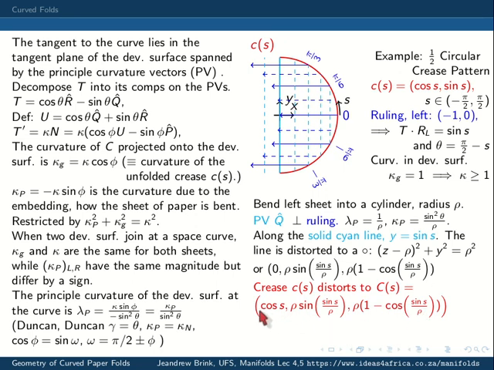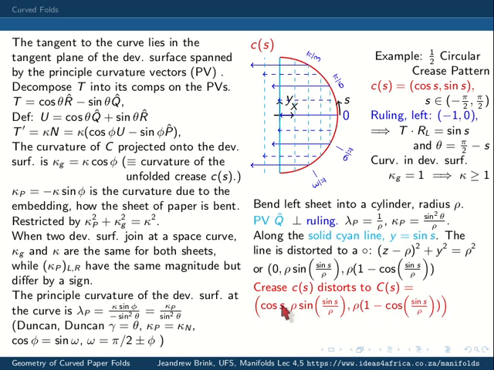It's just cos of S, because that's the x coordinate of the crease, and then its y coordinate, because we managed to parameterize this distorted version of the curve, is sine of S, which was simply equal to its y component. It's very easy to write down the distortion of the crease as well.